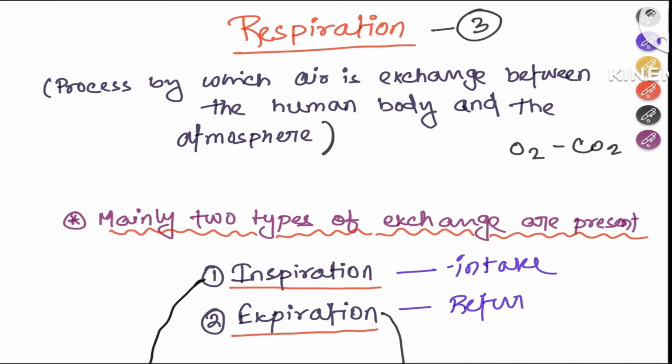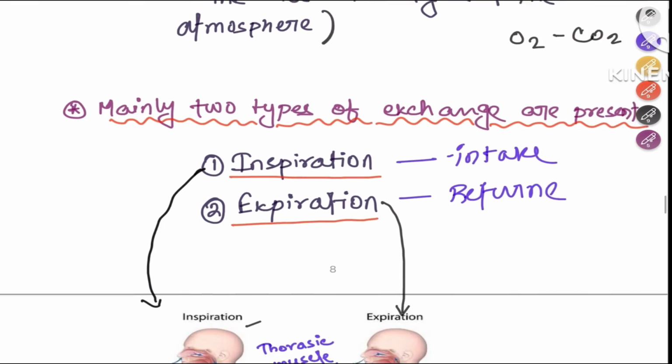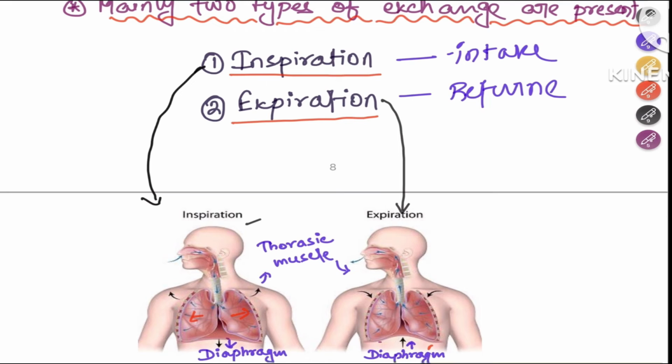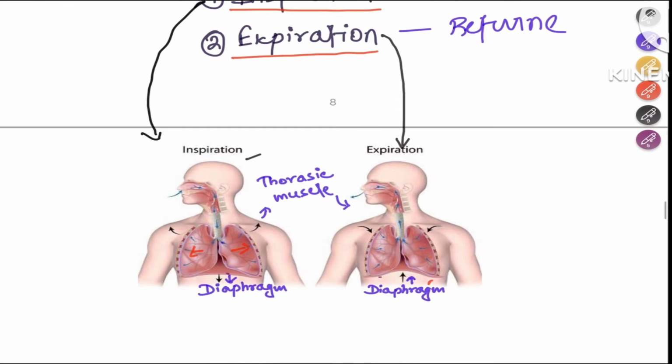Intake means when we are taking in air, oxygen or normal air. At that time, the thoracic muscles and diaphragm are stretching outwards, so the lungs are expanding fully and air is coming inside. That is inspiration. Expiration means both the diaphragm and thoracic muscles are relaxed. Inspiration means air is coming inside our body. Expiration means air is going out.